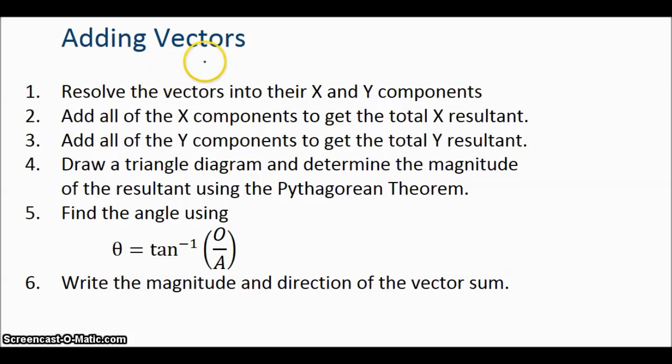First, we're going to resolve the vectors into their x and y components. Then we'll add all the x components to get the total x resultant. Then we'll add all the y components to get the total y resultant. We'll draw a triangle diagram and determine the magnitude of the resultant using the Pythagorean theorem. Then we'll find the angle using the inverse tan function. And finally, we'll write the magnitude and direction of the vector sum.